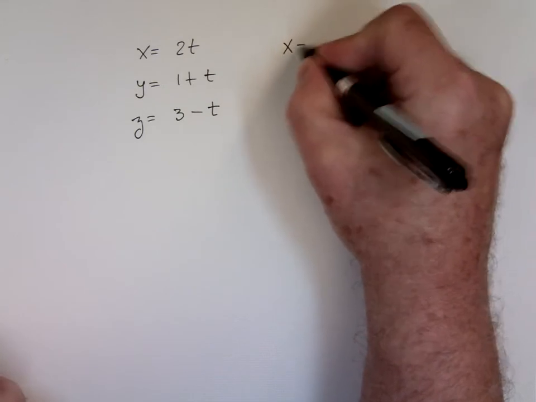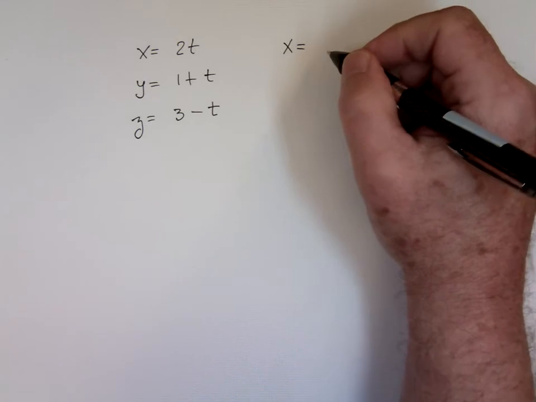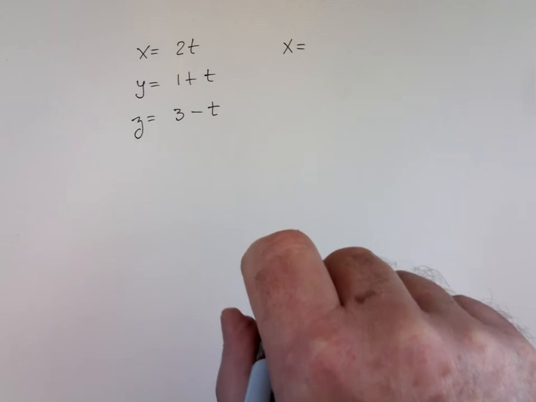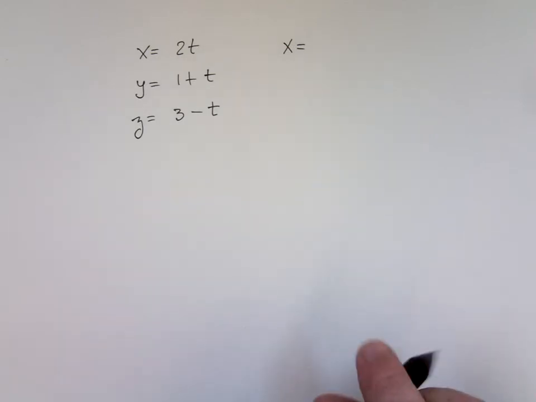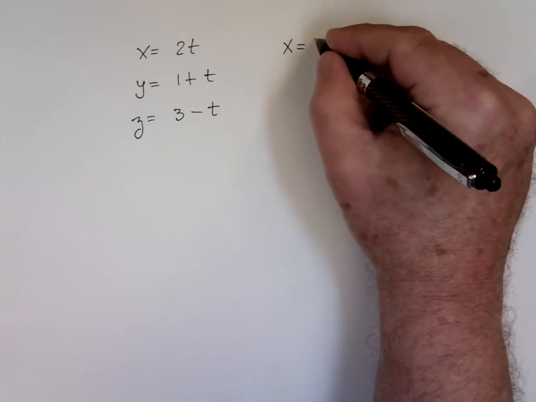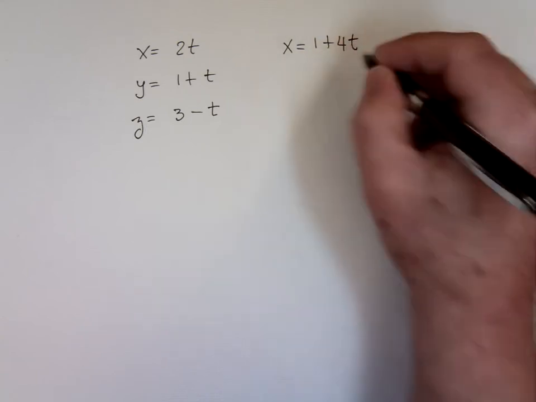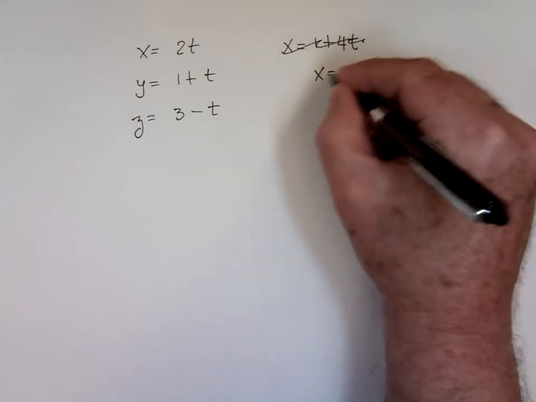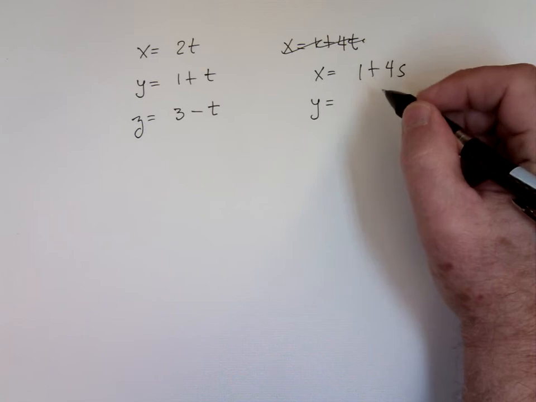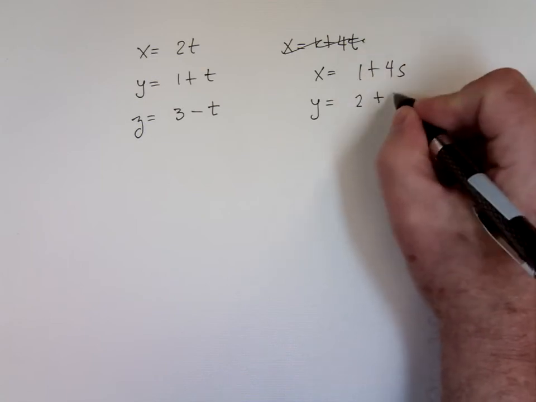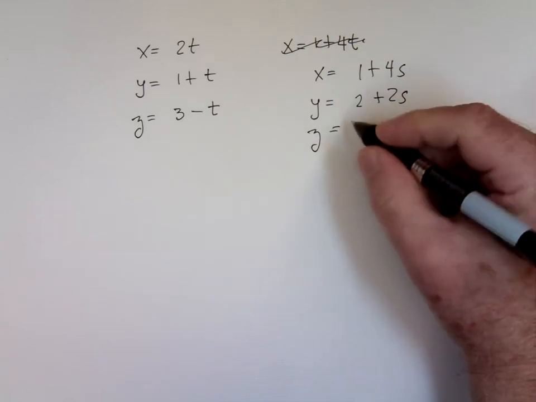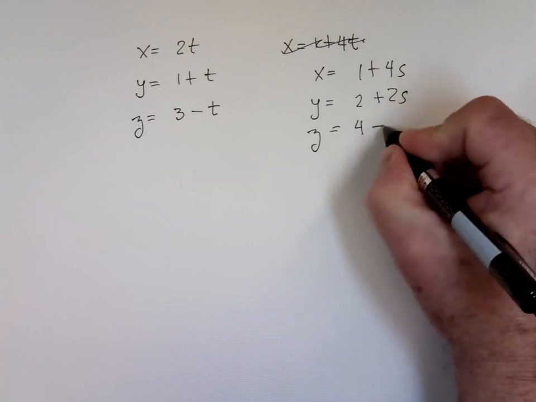X is equal to, now what do we want to make it, parallel or the same? What should I do? Don't tell us. Okay, you guys figure it out. Okay, got it. Plus 4t. Oh, it's got to be s, a different parameter. X equals 1 plus 4s, Y equals 2 plus 2s. And I don't know if this will work. I don't think this works anyways. But anyhow, Z equals 4 minus 2s. All right.